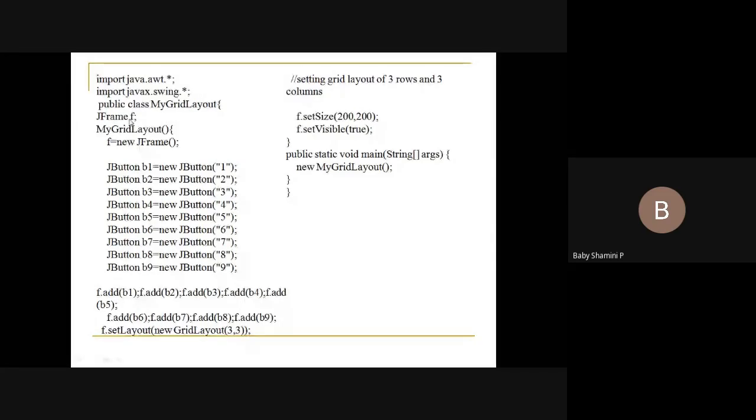First, what I am going to do here is create 9 components, that is button 1, 2, 3, 4, 5, 6, 7, 8, 9. Okay, I have 9 components, and I am going to add all of them: f.add(b1), f.add(b2), b3, and so on up to b9. I am going to add 9 components into the GridLayout.